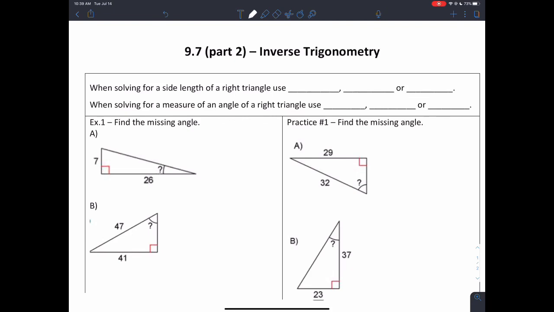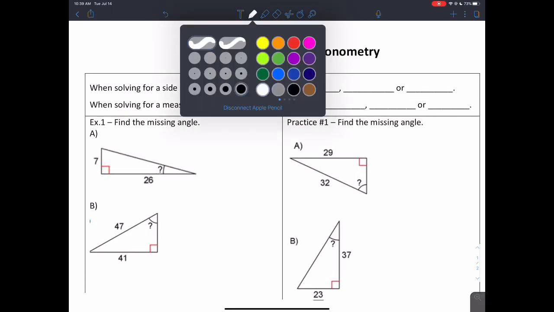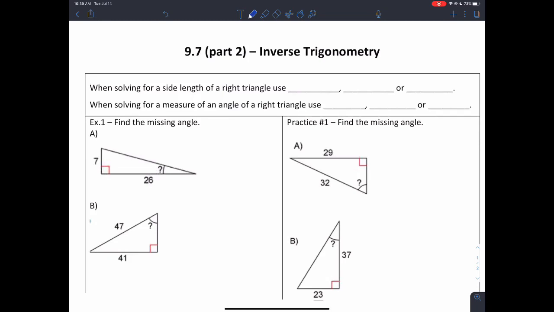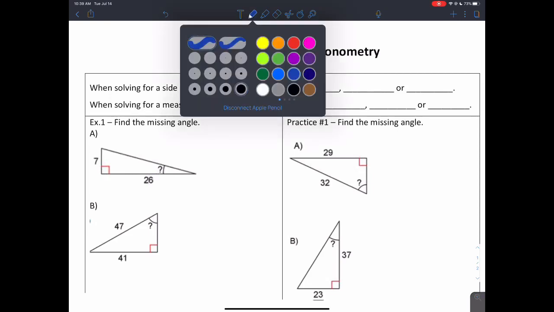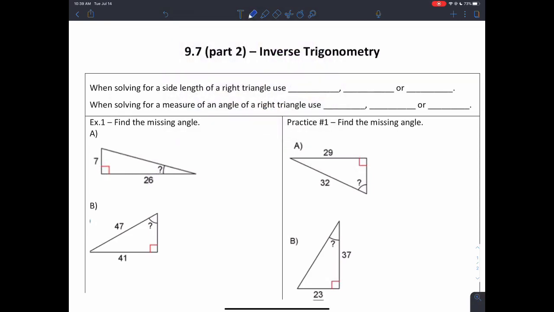So when we are solving for a side length of a right triangle, we use, let's change that, we use sine, cosine, tangent. And remember that was SOHCAHTOA that helped us find our ratios.